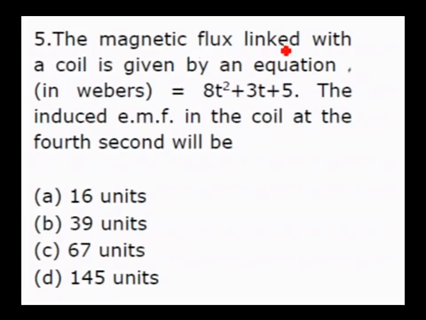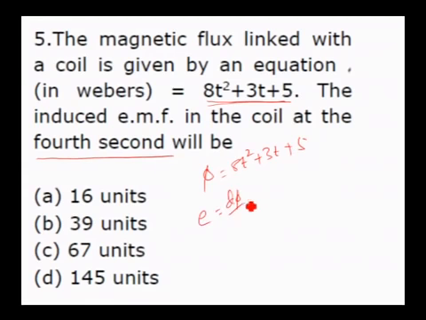We have one more expression, magnetic flux linked with the coil is 8T square plus 3T plus 5. So phi is equal to 8T square plus 3T plus 5. You want to find out the EMF induced in the fourth second. E is equal to d phi by dt, that is differentiating this 8T square plus 3T plus 5 with respect to time. You get 16T plus 3.